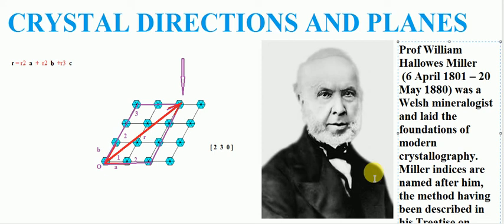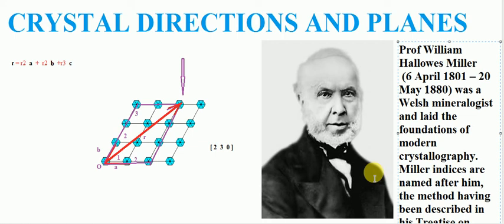It is necessary to use some convention to specify any particular direction and planes in a crystal. In order to specify some point, some direction, or some plane, we need some type of representation for that. It was first devised by a scientist known as Professor William Hallowes Miller.